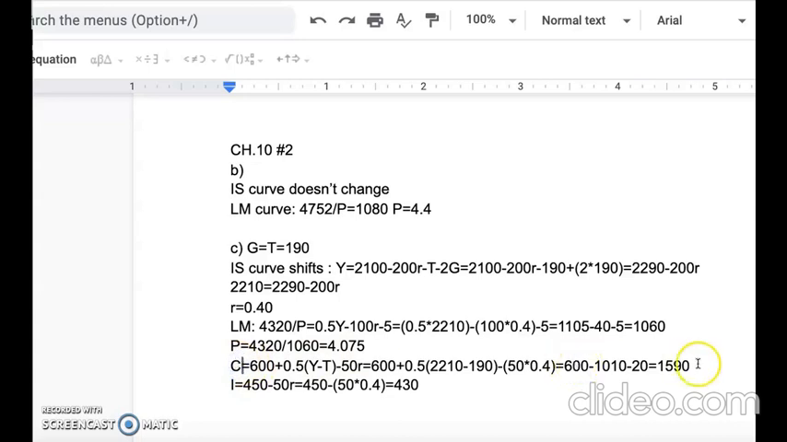After that, we can find the consumption and investment. Consumption is equal to 1,590. You can see the calculations here, and our investment is 430. There is also the calculation given. So fiscal policy is not neutral, since the change in policy has real effects on the interest rate, consumption, and investment. Okay, let's move on.